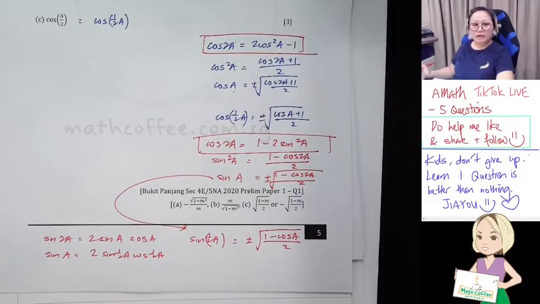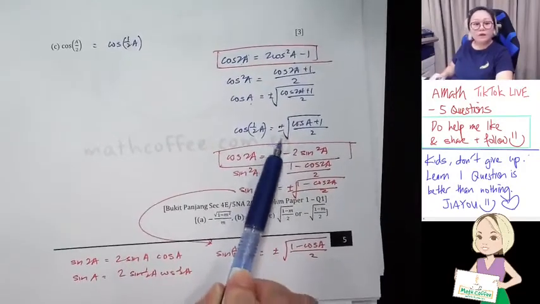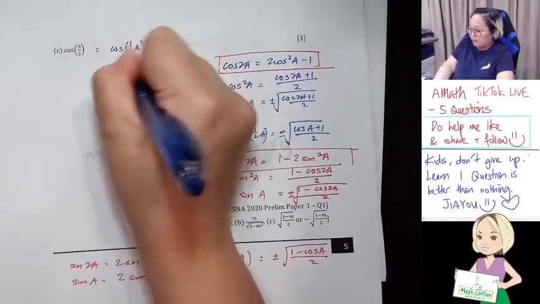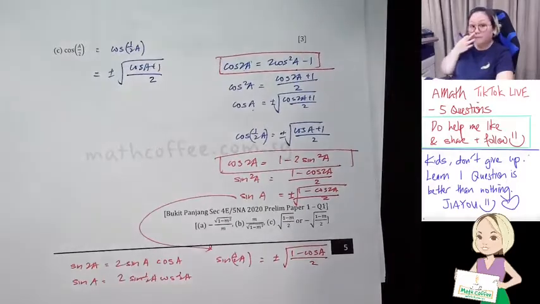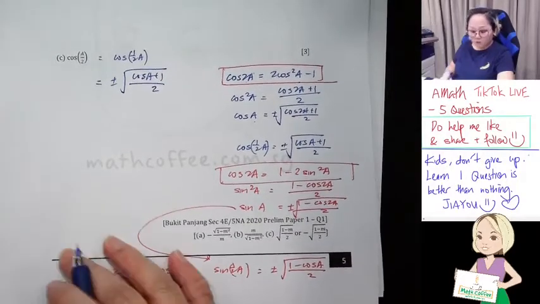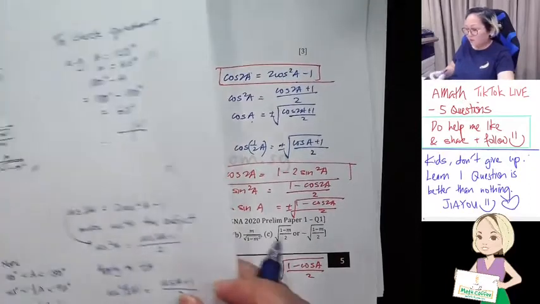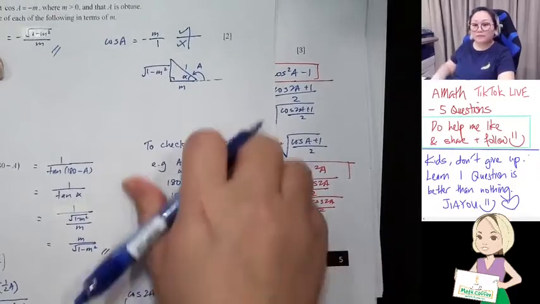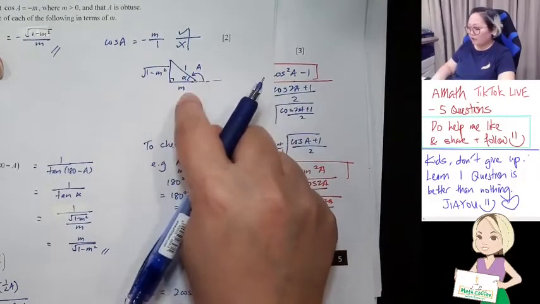I move on already. Okay, so now let's see. I already showed you that cosine half A uses this formula. So I'm going to just use the formula. It becomes plus minus square root of (cosine A plus 1) over 2. Okay? And cosine A was what? Cosine A, do I have it? I don't have it yet, but look at this one. Look at the triangle. Cosine A means adjacent over hypotenuse.